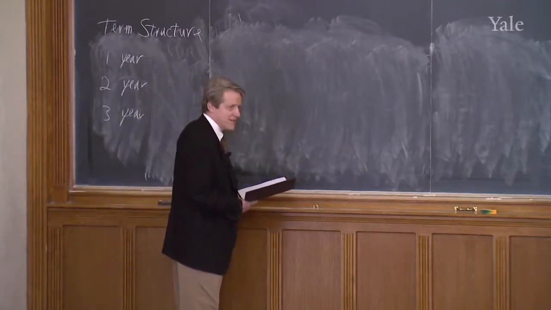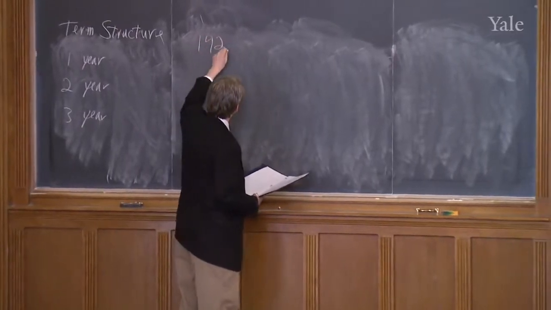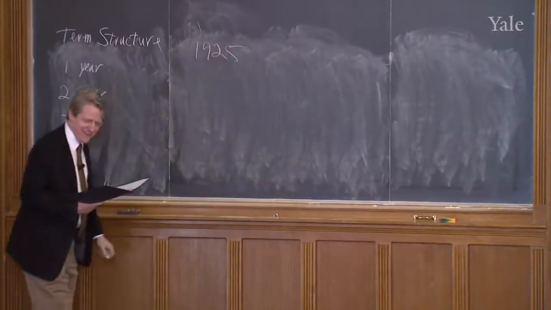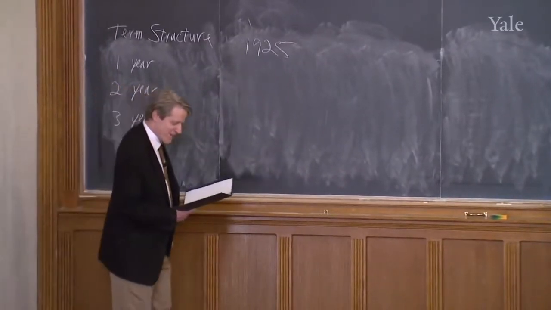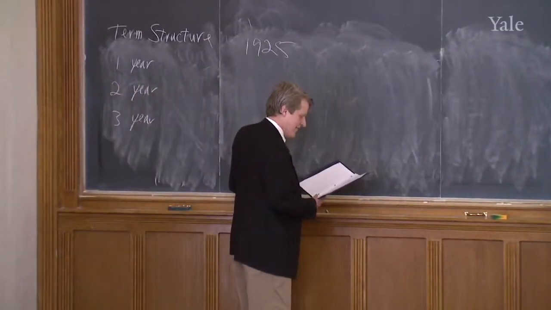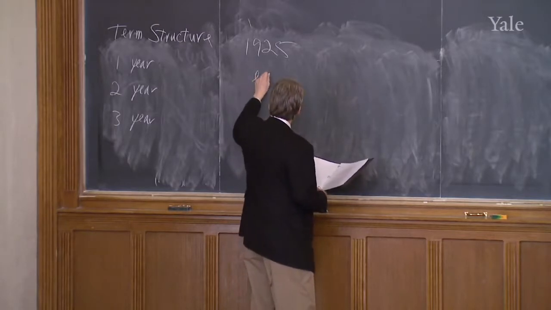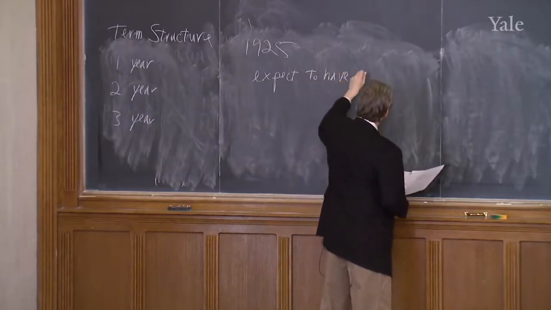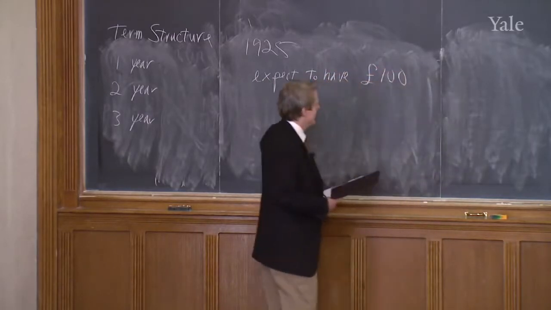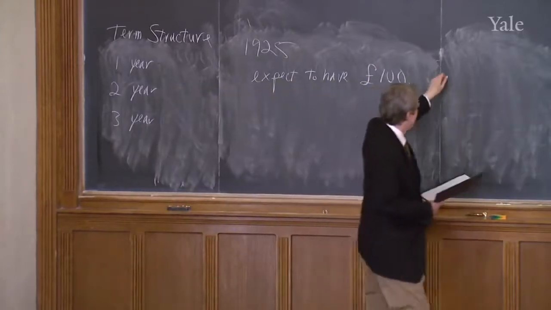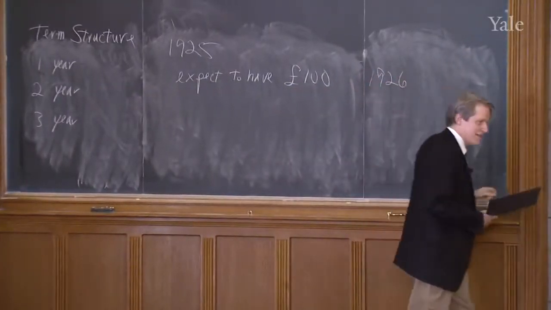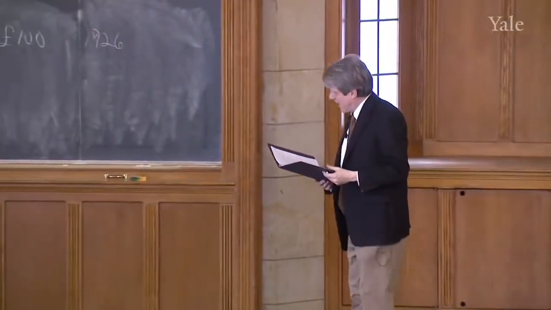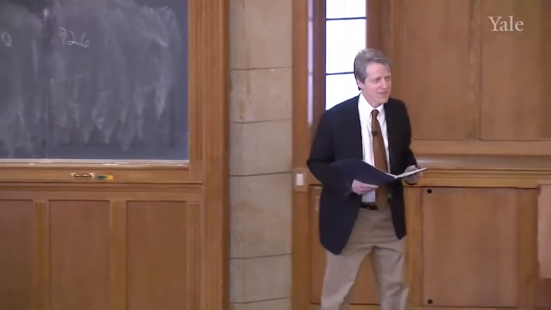So now the year is 1925, okay? And we're in coffee hour. And we're talking about, suppose I expect to have, I'm just trying to get my 100 pounds to invest in 1926. Okay, it's 25 now. This is a whole year from 1926, okay? And I want to lock in the interest rate now, okay? Is there any way to do that?